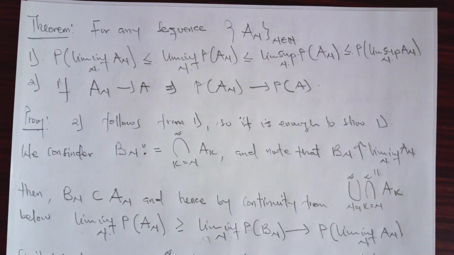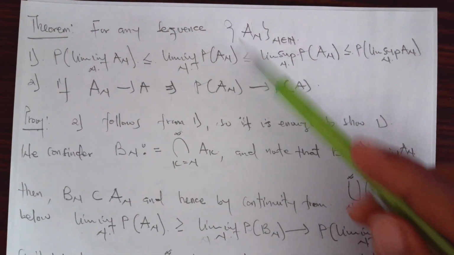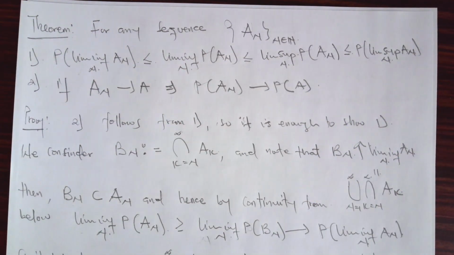Note the definitions of lim inf and lim sup. The lim sup of an event is the intersection over n of the countable union over k of the Ak's. The lim inf is the countable union of the countable intersections of the Ak's. Alright, so we divide this proof into two parts. We prove this part and we prove this part and we join them together.